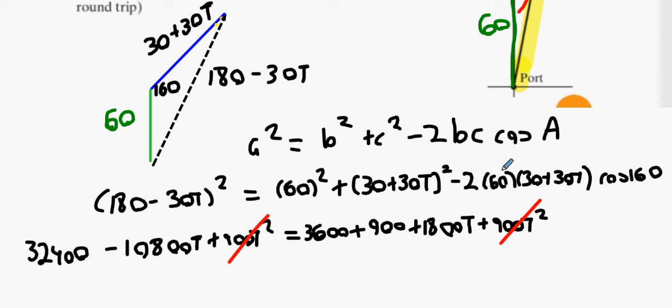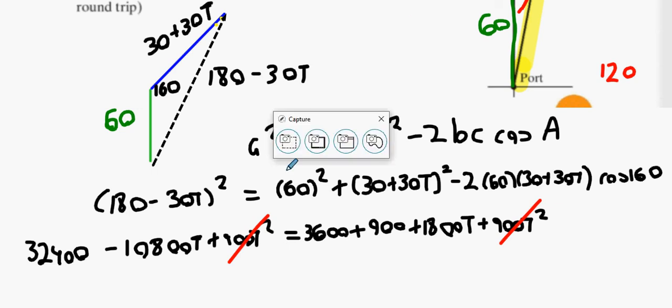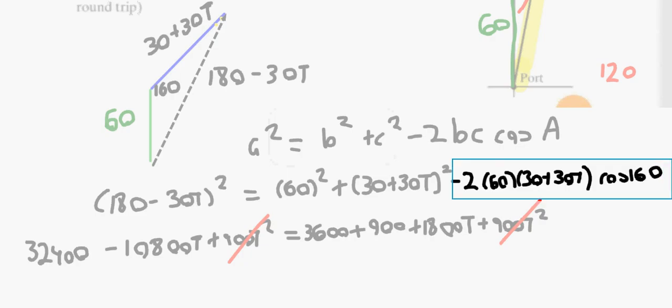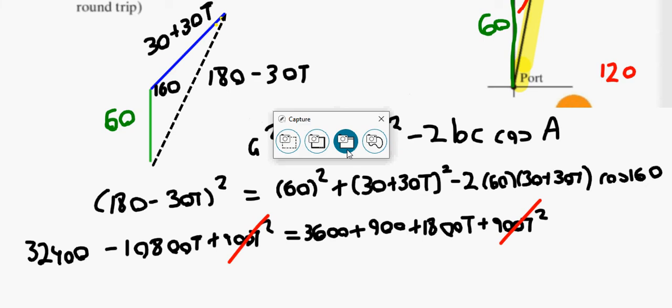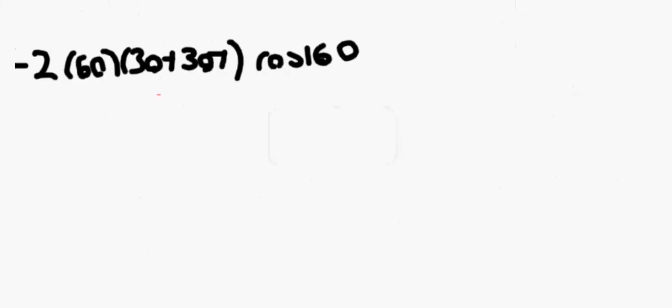2 times 60? 20. Now this one's awkward, alright, so if you don't mind, what I'm going to do is take this part to a new page, and we're just going to look at it really closely. Can you guys do this for me?